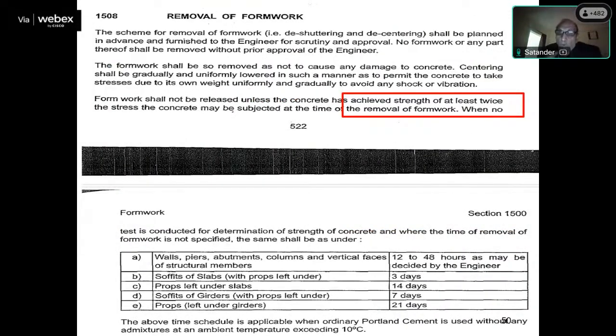Now, coming to the homework: suppose you are doing girder casting, when to open the shuttering. One is shuttering, other is formwork. What is the difference? You can see wall, pier, abutment, column: you can open within 12 to 48 hours as per MORTH 1500 section. Girder props are left after 7 days, but you have to put a central propping. You cannot lift that till you get the 28-day strength. Props under the girder are left for 21 days. So when they achieve this much strength, you can open that.